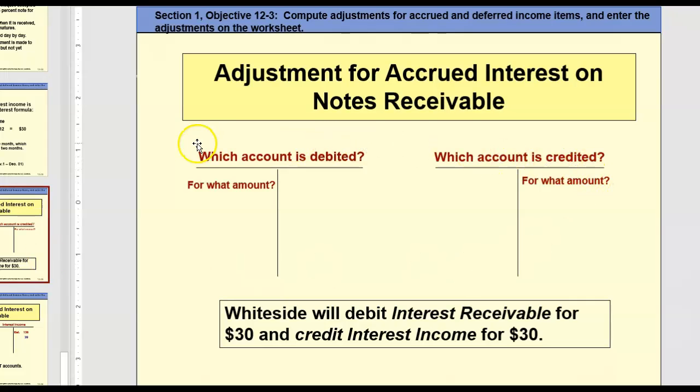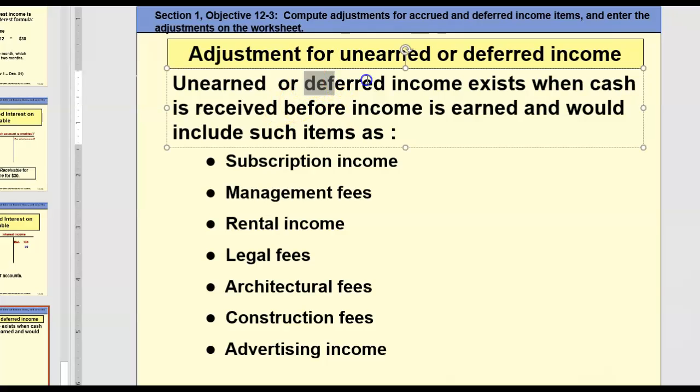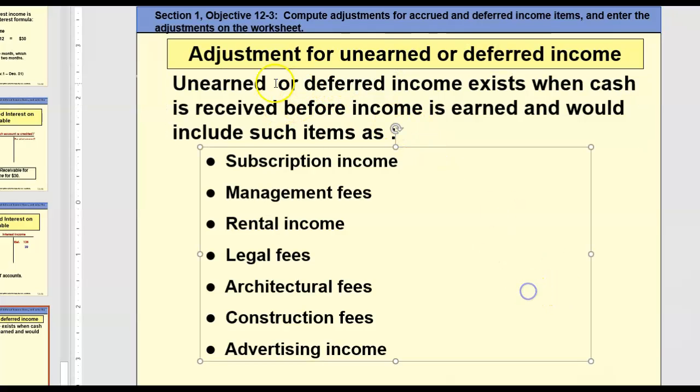But the important thing is what accounts are affected, right? What gets the debit, what gets the credit? That's the hard part for everything. So we're going to debit interest receivable. It's interest that we're going to receive on our notes. And we're going to credit interest income. All income is always a credit, right? And all payables are credits. These are examples of things that are deferred, which means prepaid. Income that comes into us that we need to make adjustments for.